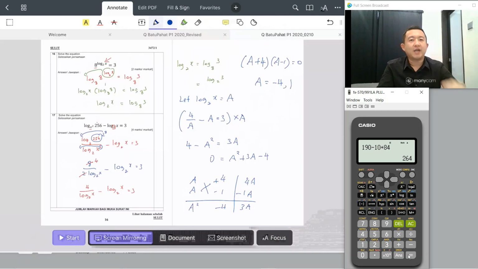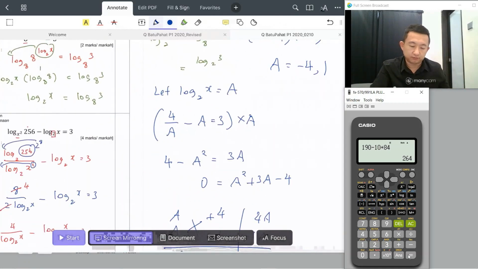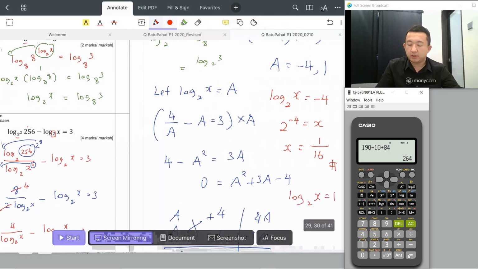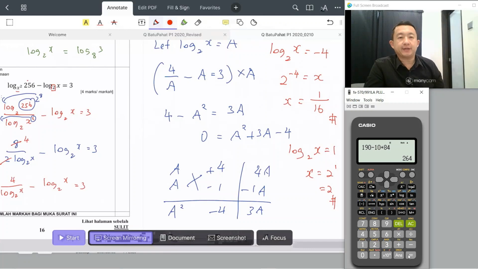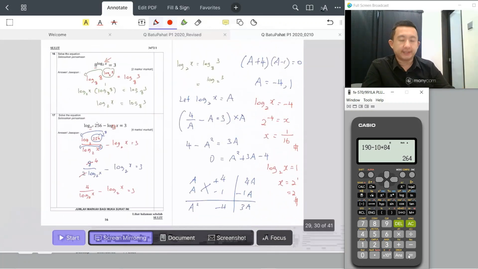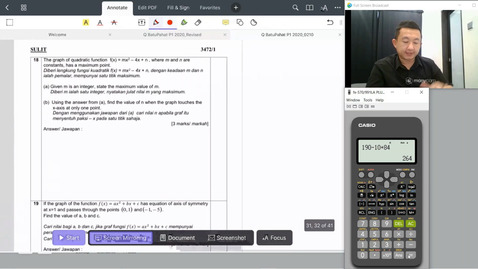Okay, but what we want is not a but x. But you know that log 2x equals to negative 4, 2 power negative 4 equals to x, and x equals to 1 over 16, your first answer. Or log 2x equals to 1, x equals to 2 power 1, which is 2. So the final answer is 1 over 16 and 2. Okay, so 17. And then we go on with 18th.